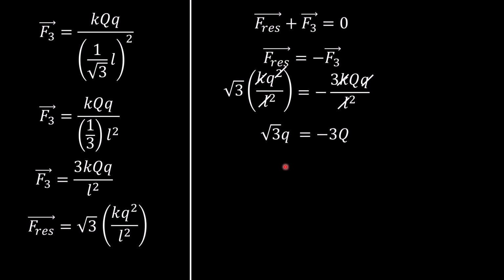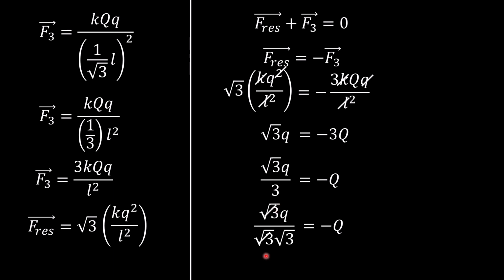Bringing this 3 to the left hand side and writing 3 as root 3 into root 3, cancelling root 3 in both the numerator and denominator, we get q by root 3 is equal to minus Q. Multiplying by the negative sign, we get minus q by root 3 is equal to Q. So we get the sign of this capital Q charge, that is the negative sign. The magnitude of the capital Q charge is small q by root 3. This is the answer.